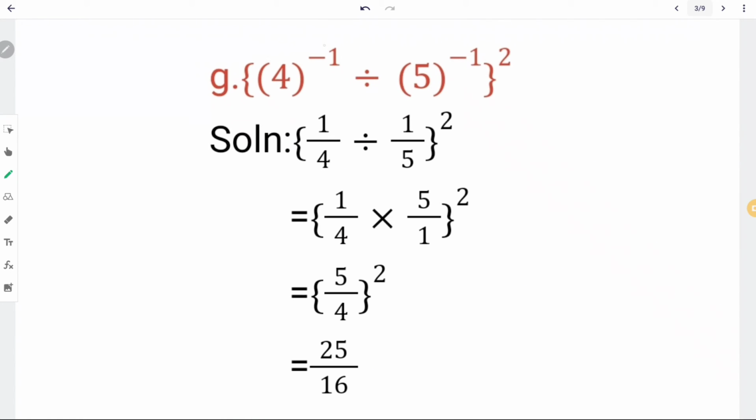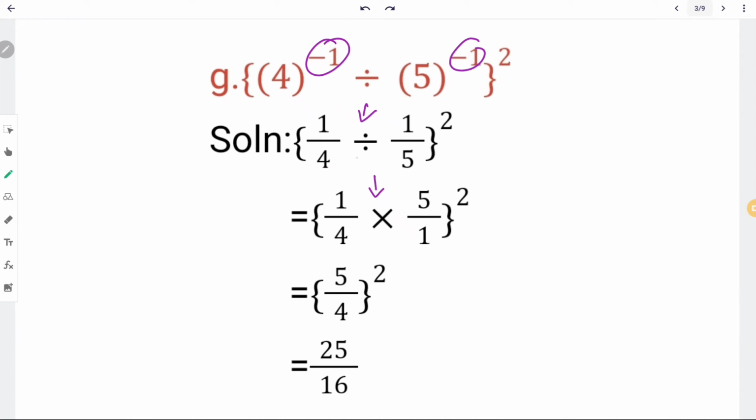G, once again, let's make the powers positive again. Okay, these two, so we just have to interchange. So I'm going to have 1 by 4 divided by 1 by 5. Next step, we'll convert the division into the multiplication, right? So once again, they will interchange their position. So nothing happens to the first, right? 1 by 4 remains 1 by 4, but these two will interchange their position. So you can see 5 is the numerator and 1 is in the denominator.